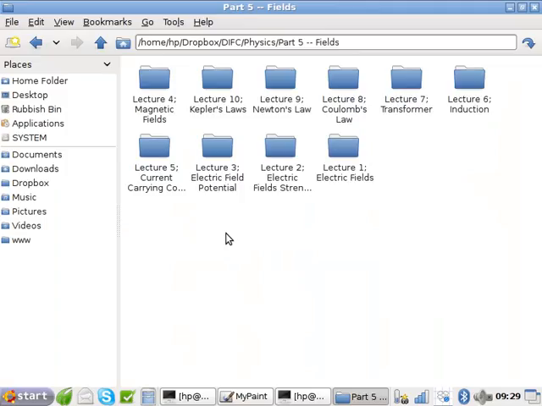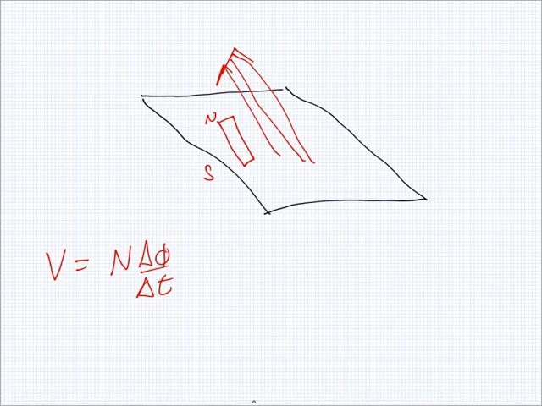Okay, so what's changing here? The area or the magnet? The B, very good. How is the B changing though? 0 to 0.07 units. Yeah, if you look here, this is where you really have to use your imagination, okay?